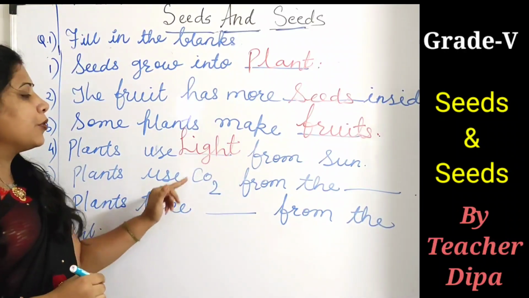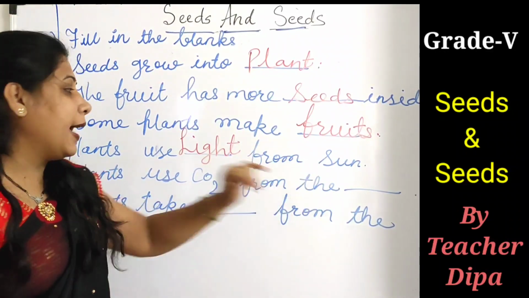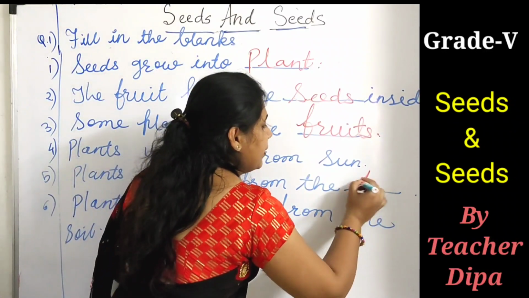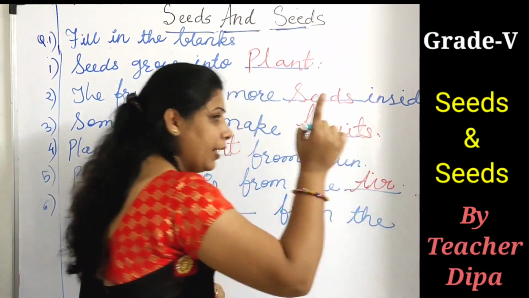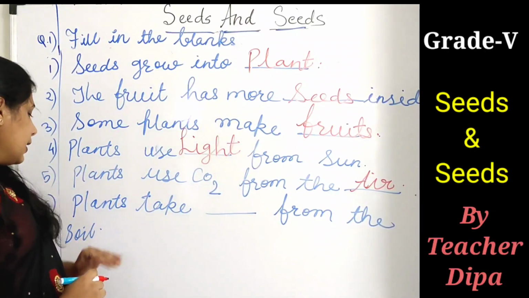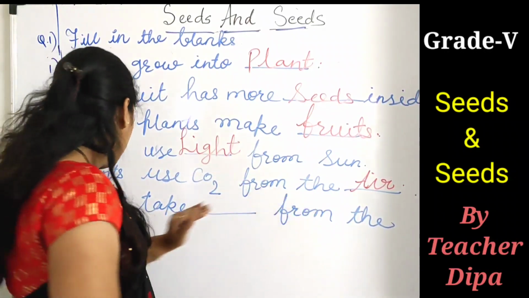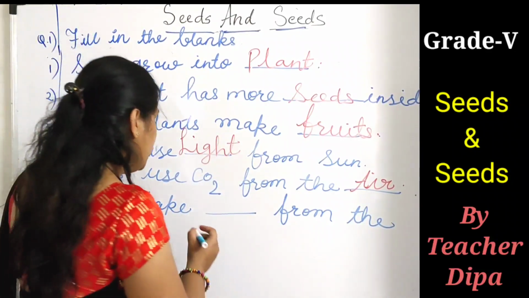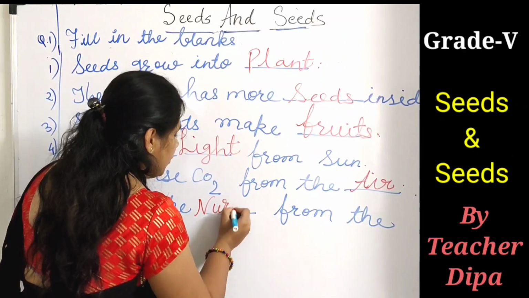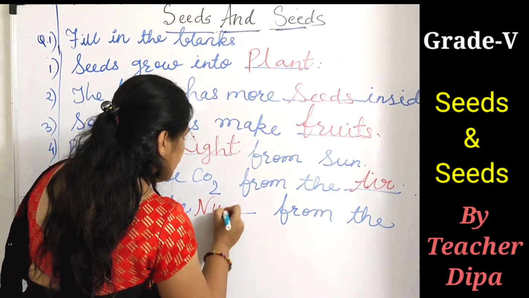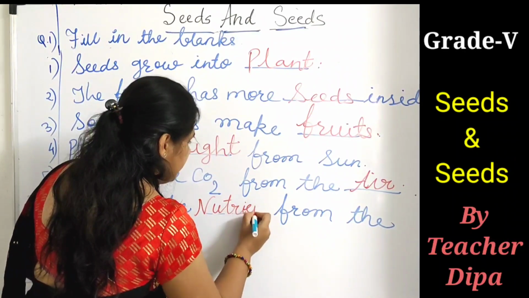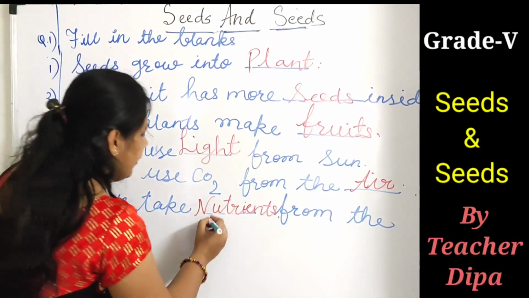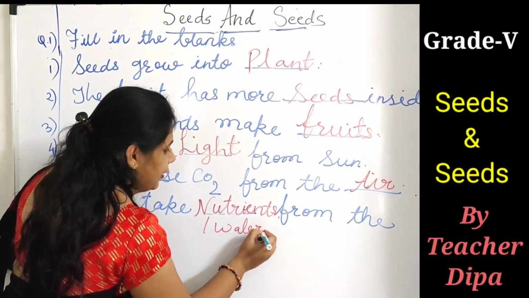Next is plants use carbon dioxide from the dash. Now, from where do they get the carbon dioxide? So, they are getting carbon dioxide from the air of the environment. And the last is plants take dash from the soil. From the soil, plants are getting nutrients and water. So, the answer for that is nutrients. So, plants get nutrients from the soil, or we can write water also, water and the nutrients.